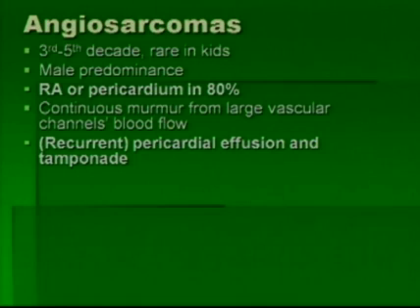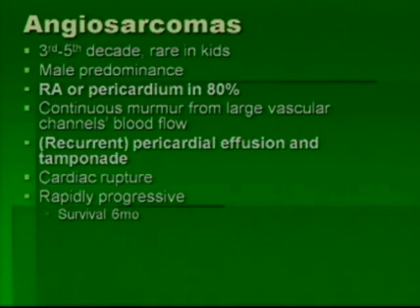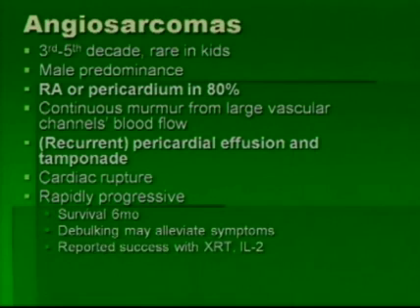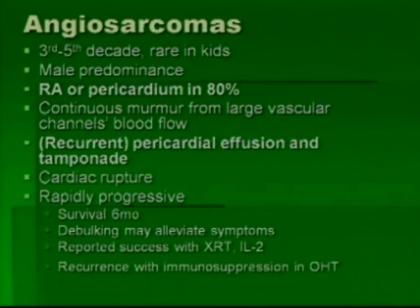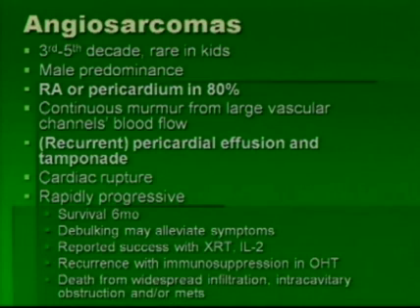They are recurrent, and they can cause pericardial effusion and tamponade. They can lead to cardiac rupture. They are rapidly progressive. Survival is 6 months at the very best. Debulking might alleviate symptoms depending where the tumor is and what the symptoms are. There is some reported success with chemotherapy, with radiation therapy, and IL-2. There is recurrence with suppression, however, in patients who are transplanted. And usually these patients die from widespread infiltration, intracavitary obstruction, and/or metastasis.